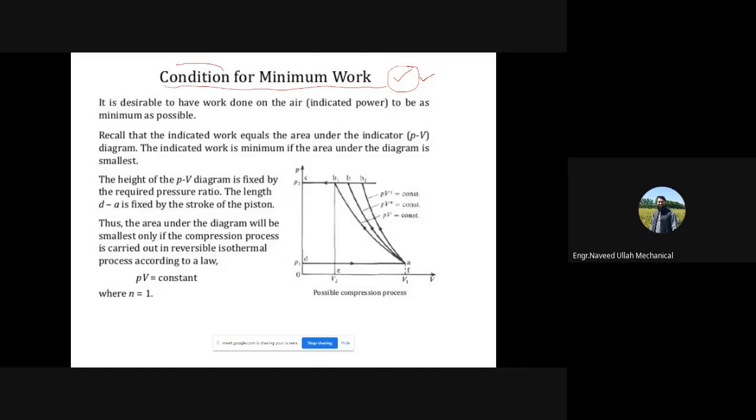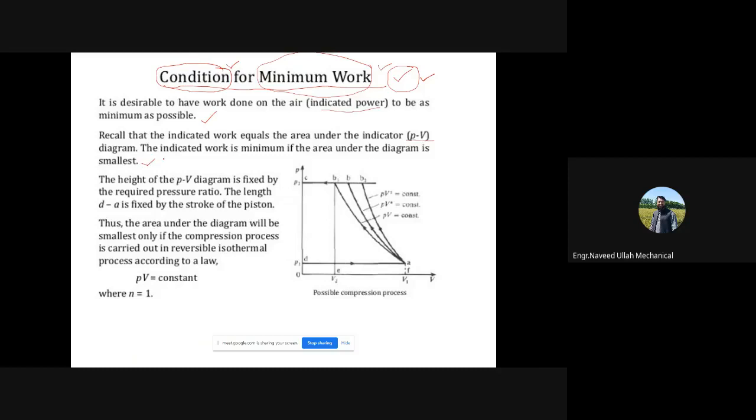So, condition of minimum work. What condition can you apply so that the work consumed by the compressor will be minimum? It is desirable to have the work done on air, that is the indicated power per unit mass flow rate, to be as minimum as possible. They are saying to recall that the indicated work equals the area under the indicator or PV diagram, as we discussed previously. The indicated work is minimum if the area under the diagram is smallest.